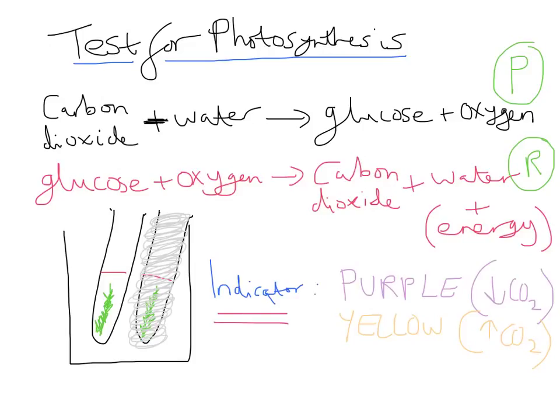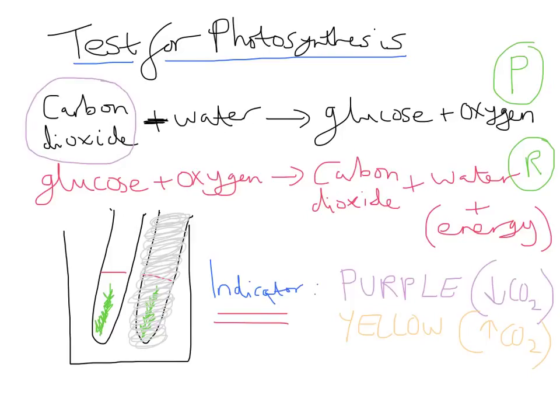So after 15 minutes, you can monitor the colour of the indicator. And what you should see is that the plant that has been exposed to light will make use of that light and photosynthesize more than it respires. Now, if you have a look at the process of photosynthesis, I use purple to represent this. In photosynthesis, we are using up carbon dioxide.